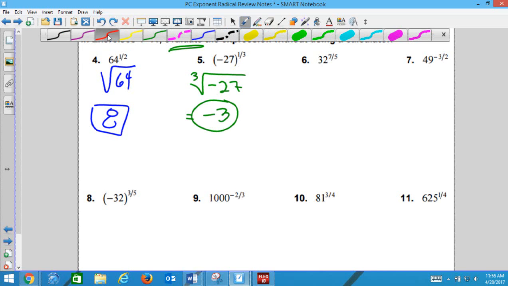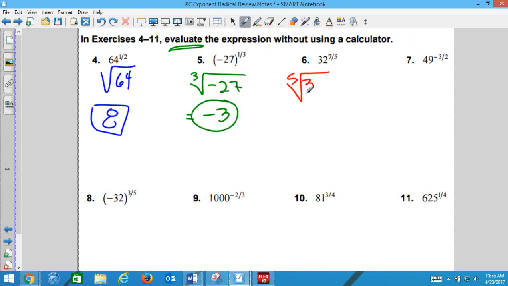The next one. So you have a choice. You want to think about the power and the root separately, but you have a choice. You can either do the power first, or you can do the root first. So you can either do 32 to the 7th power by hand without a calculator first, or you can do 32 with the 5th root first. What do you think is going to be easier? Let's do the 5th root of 32 first, and then take that answer to the 7th. So we're separating the power and the root, so that we can do this without a calculator.